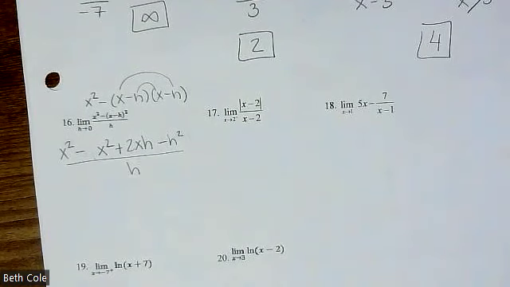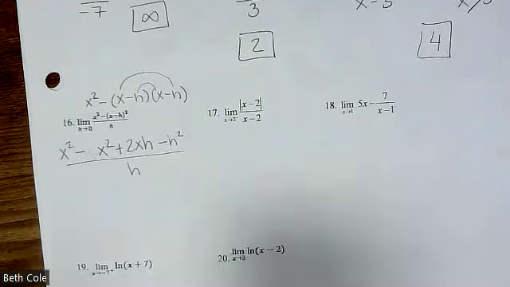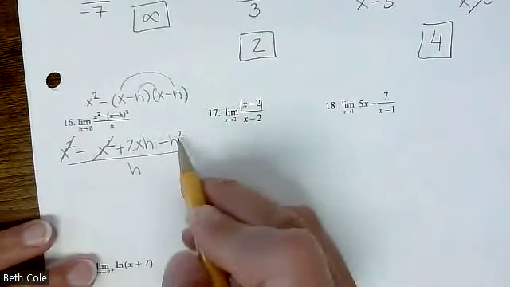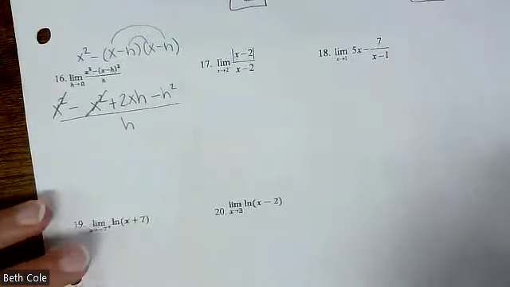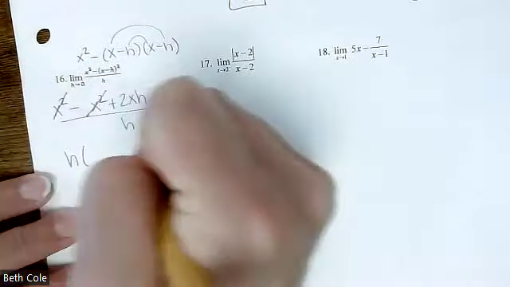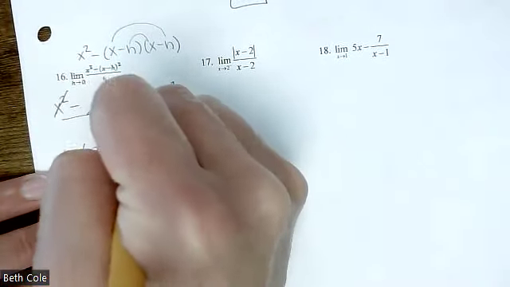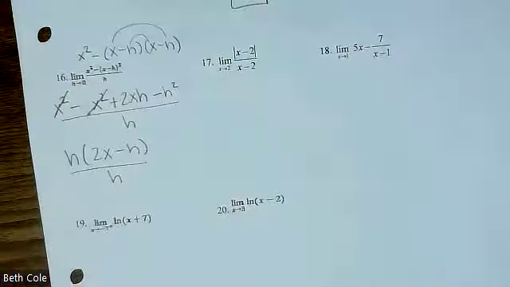And like the worst is behind us. Now stuff should start canceling. You kind of have to get through that difficult step first, and then stuff should start going away. So what's going to go away here? All right, the x squareds are gone. And then out of what's left, what can you factor out? H. Good. So that would leave you with 2x minus h.